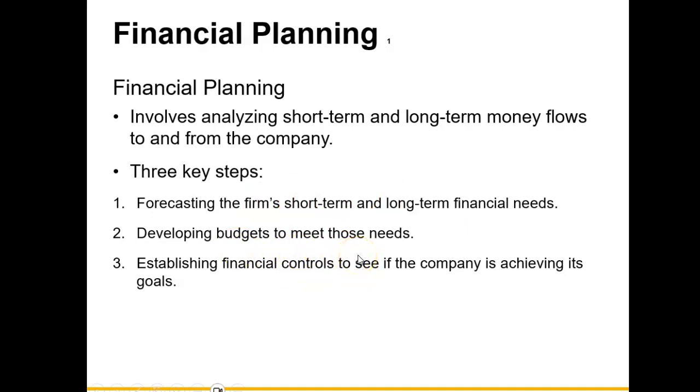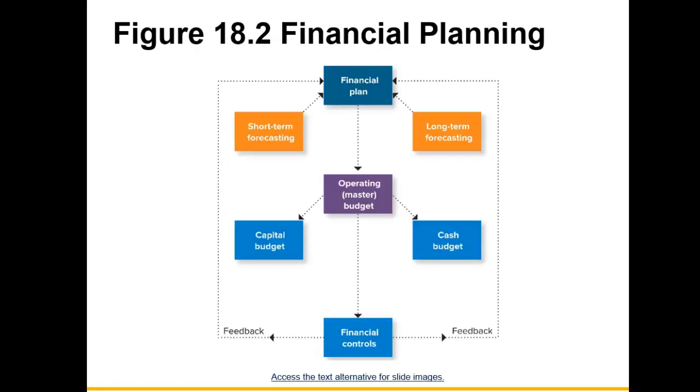We're going to budget the cash, the expected cash inflows and cash outflows, to see if we're going to have a surplus of funds or if we're going to have a deficit. Then let's put controls in place to see if the company is achieving its goals. So maybe every month, let's see, did we meet the goals that we set for our short-term planning? Okay? So we'll talk about the components of a financial plan.